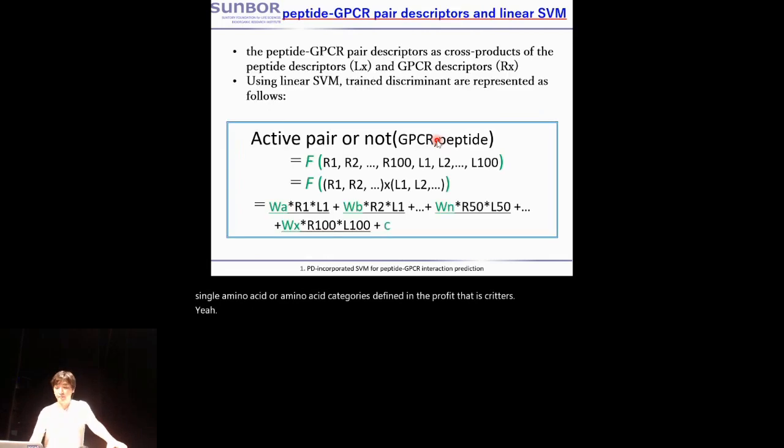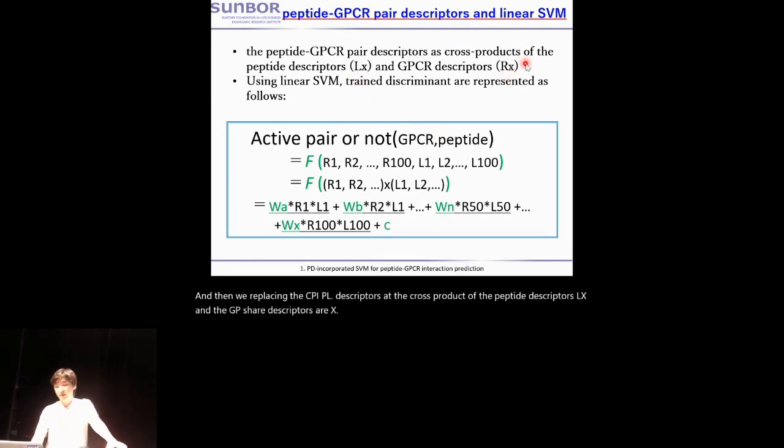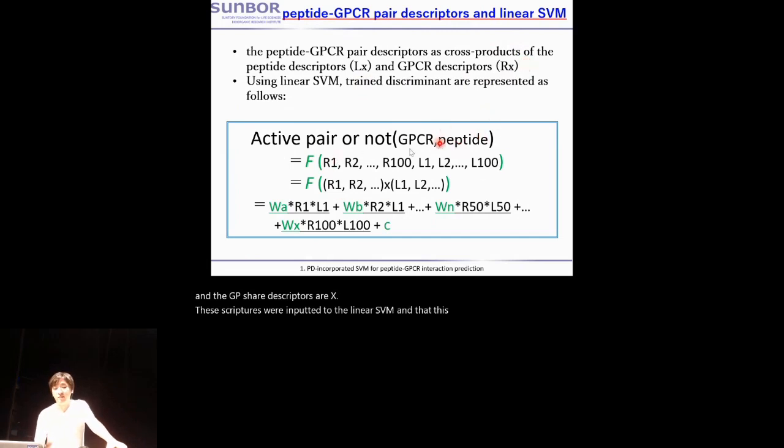And then we represent the CPI pair descriptors as the cross product of the peptide descriptors Lx and the GPCR descriptors Rx. These descriptors were inputted to the linear SVM, and the discriminant of the GPCR and peptides is shown like this. Here, the AA to XX means the weight vectors learned in the SVM.